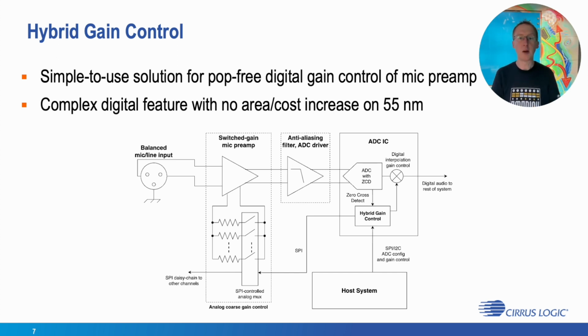Now, taking a step back from all this, this is a big complex digital feature. It increased the gate count of the ADC chip by about 10%, but because on 55 nanometer digital logic is so small, when we added this to the design, it just kind of squished into the existing digital region of the chip layout without actually growing the die size or the cost of the product anymore at all.